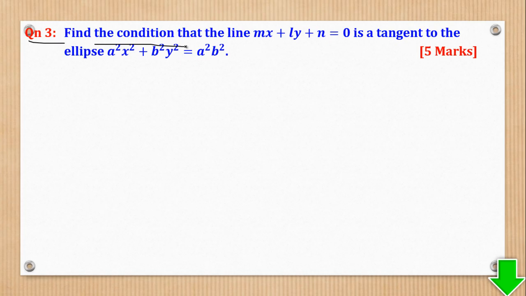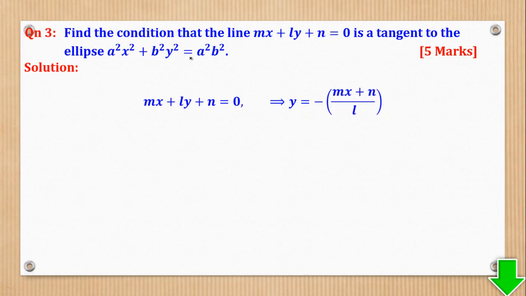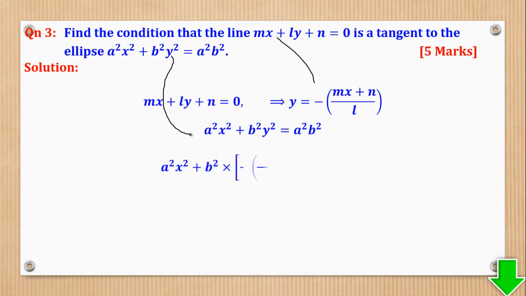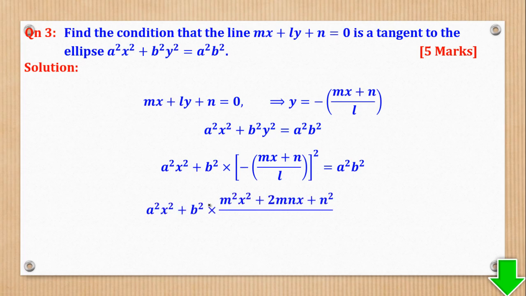Question 3 says, find the condition that the line this is a tangent to the ellipse this. So the first thing to do is to make y the subject in the line and then you substitute that y in the equation of the ellipse. Then from there I have to simplify. For expanding this gives you denominator is L squared, then this one alone. So the negative goes because of the square, then this squared, then here this one is twice the product of the two terms.